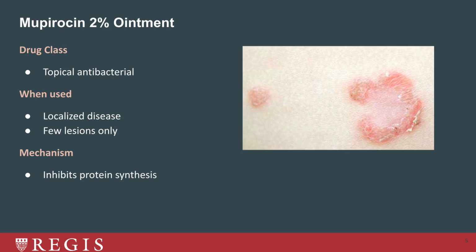Mupirocin 2% ointment is a topical antibiotic which treats a localized disease or when a patient only has a few lesions. That is not the case for our patient. However, it could be a good second line treatment or a treatment in combination with an oral treatment. This does inhibit protein synthesis, a tRNA synthetase, and prevents bacterial protein from growing.